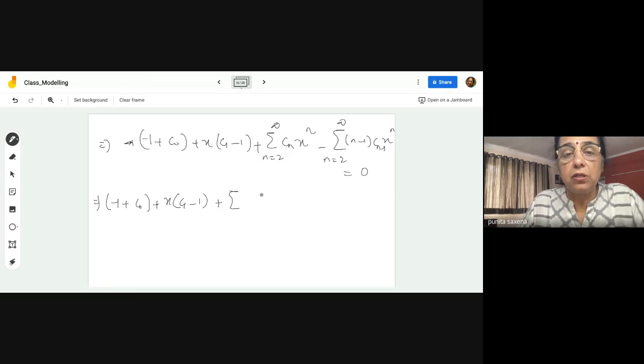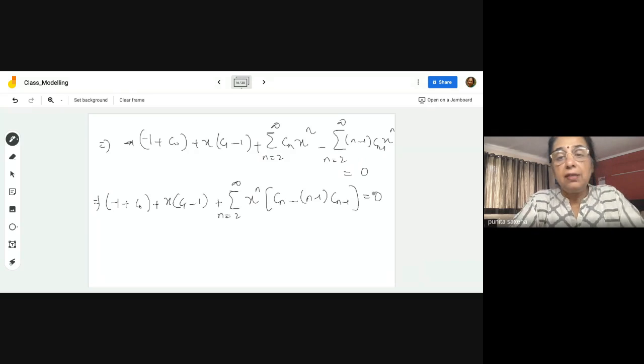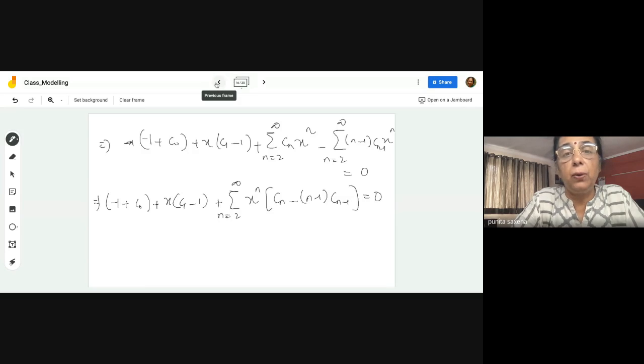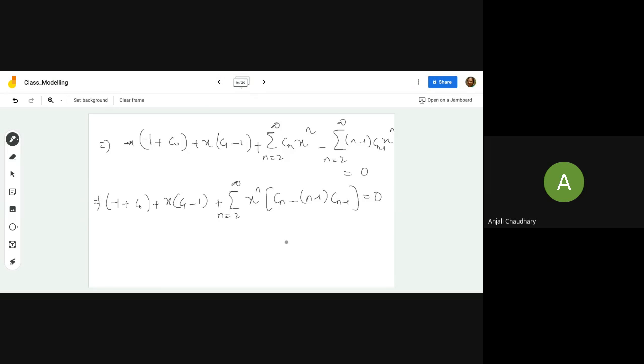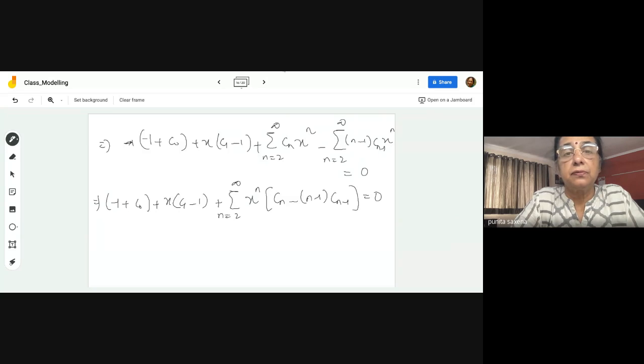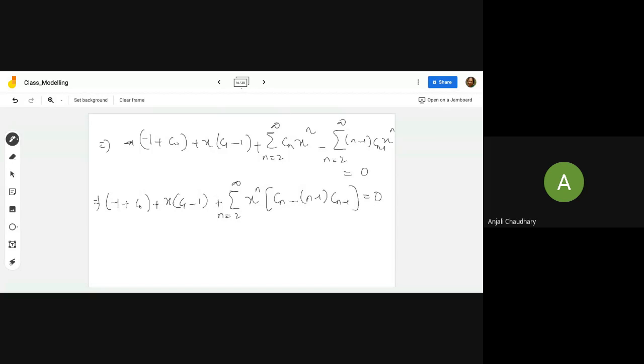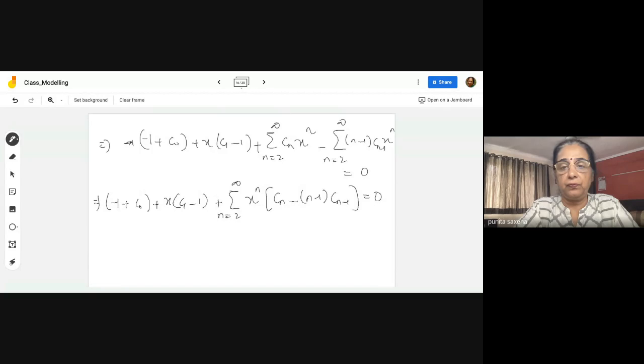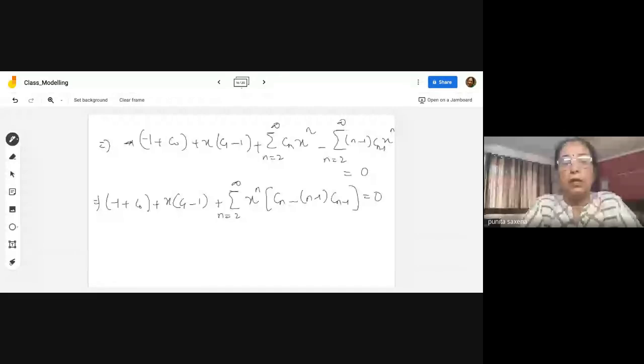Plus summation x to the power n into Cn minus n minus 1 Cn minus 1, n from 2 to infinity is equal to 0. Now, is it clear till now? If you have any query, please ask. Is it okay or not? Yes, ma'am, clear. Okay, so we can move ahead.